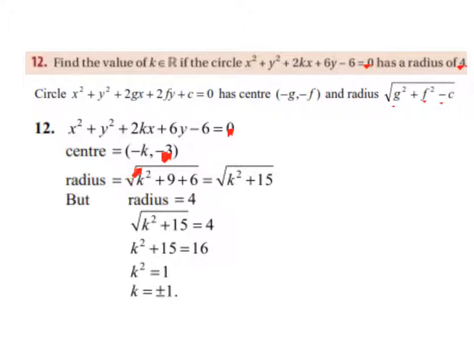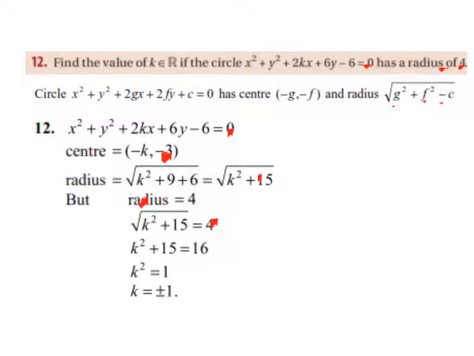So we have the square root of k squared plus 9 plus 6, and 9 plus 6 is 15. So the radius simplified is the square root of k squared plus 15. Now we're told in the question that the radius is 4. So if the radius is equal to 4, then the square root of k squared plus 15 is equal to 4. So now we just want to solve for k.